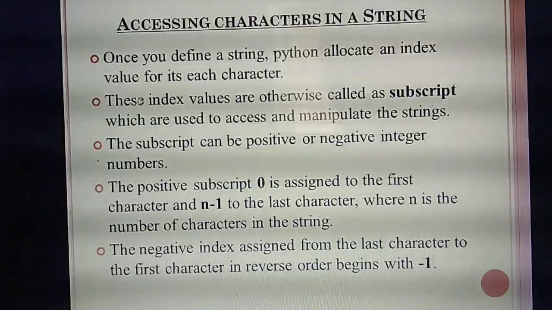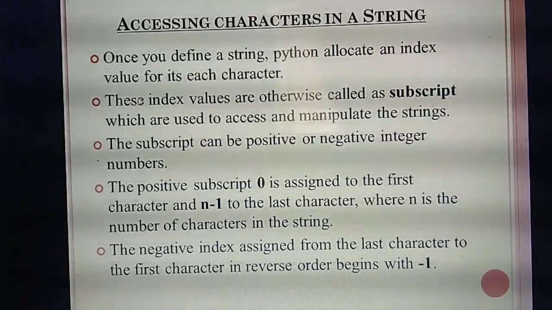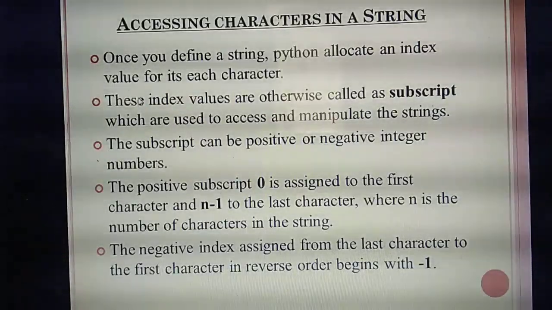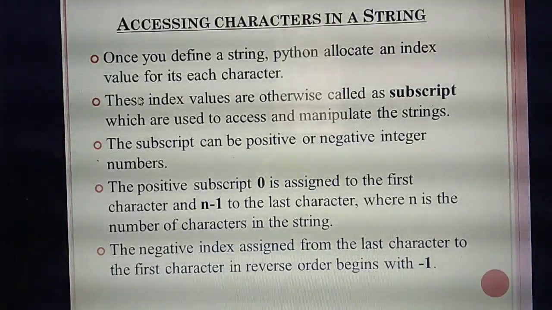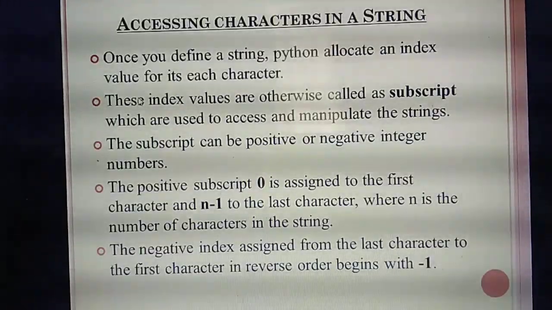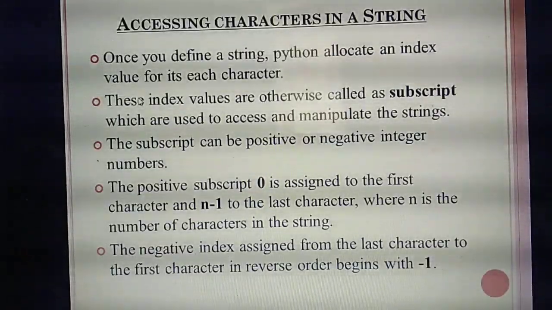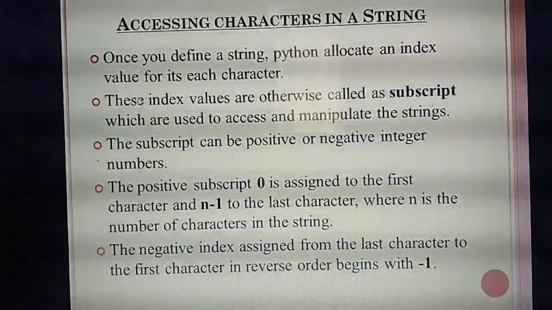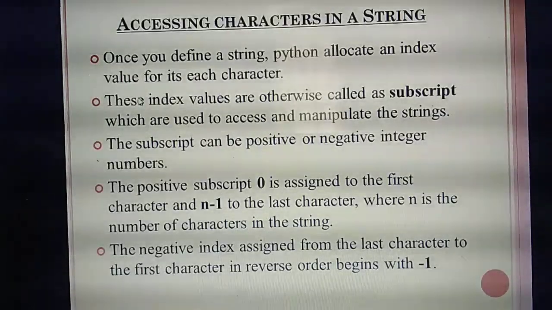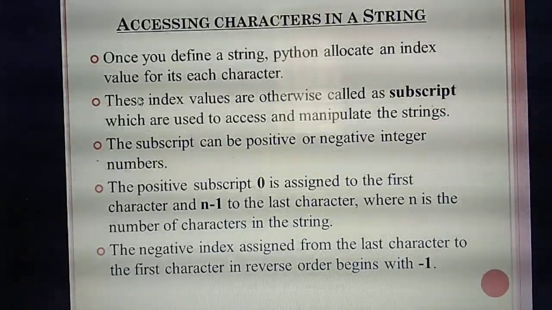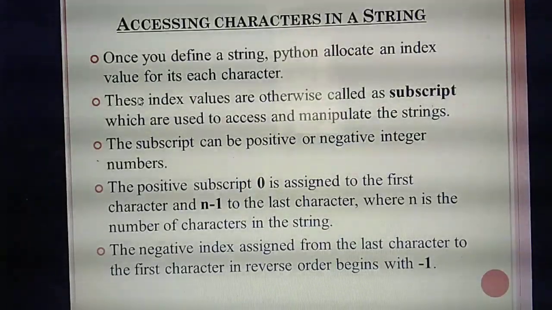So consider the first letter C, the index value is 0. Then O, 1. Likewise 0, 1, 2, 3, 4, 5, 6, 7. So actually the word computer contains 8 letters, but the index value starts from 0. So will the last character be 8 or 7? Starting from 0 means the last value is 7. That is n minus 1. Understand? That is called the positive subscript.